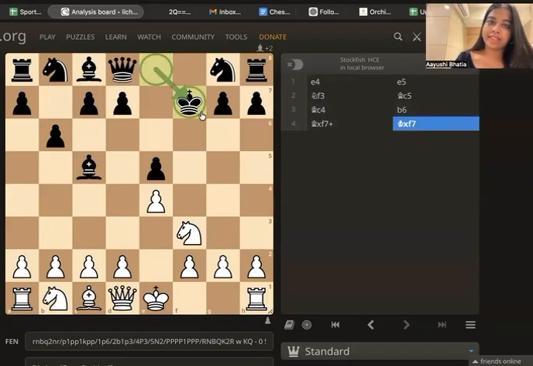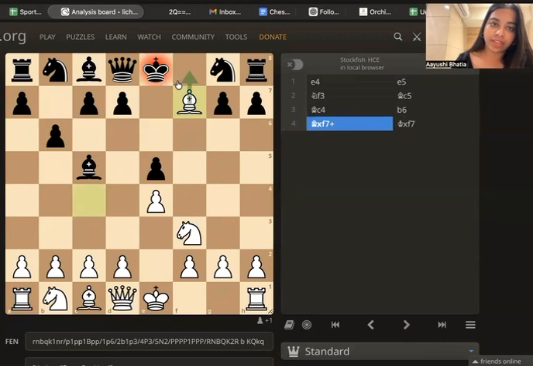Let's move to the next thing. First, we have learned the capture sign, that is the x sign. Then we have learned the check sign, where we give a check. In this move, I have given a check. As you can see, the king is in red color. It's the plus sign, as you can see here.